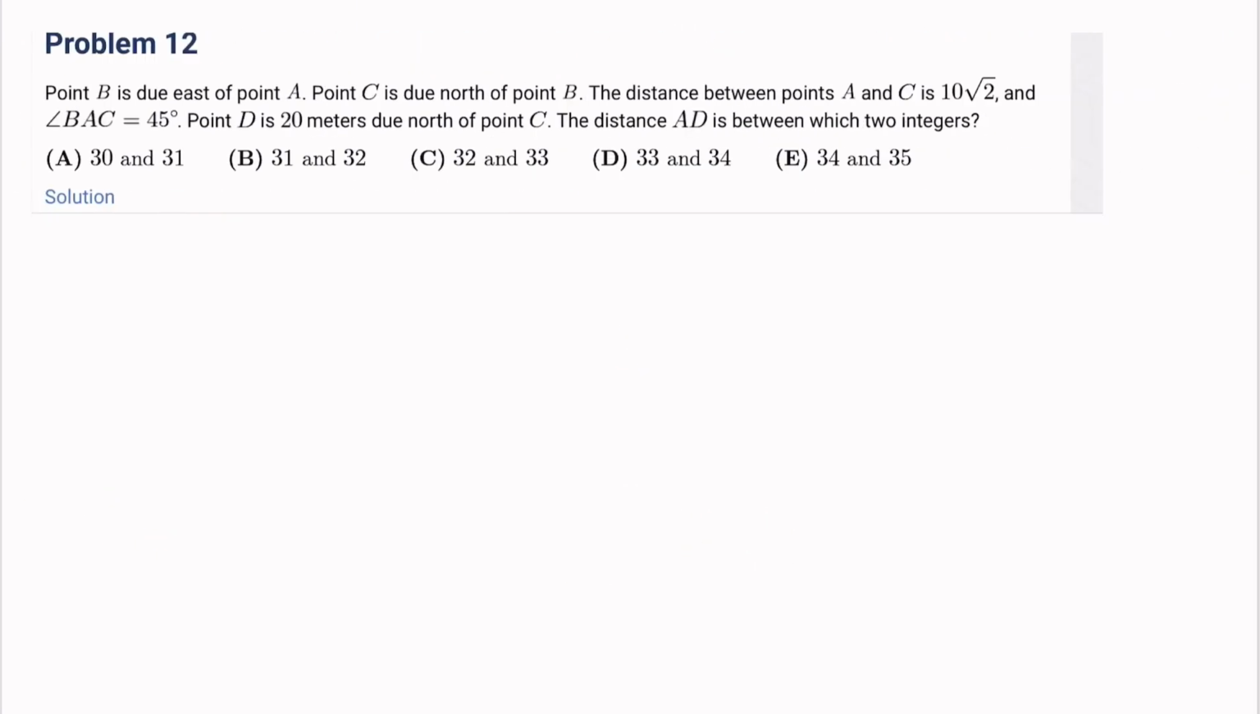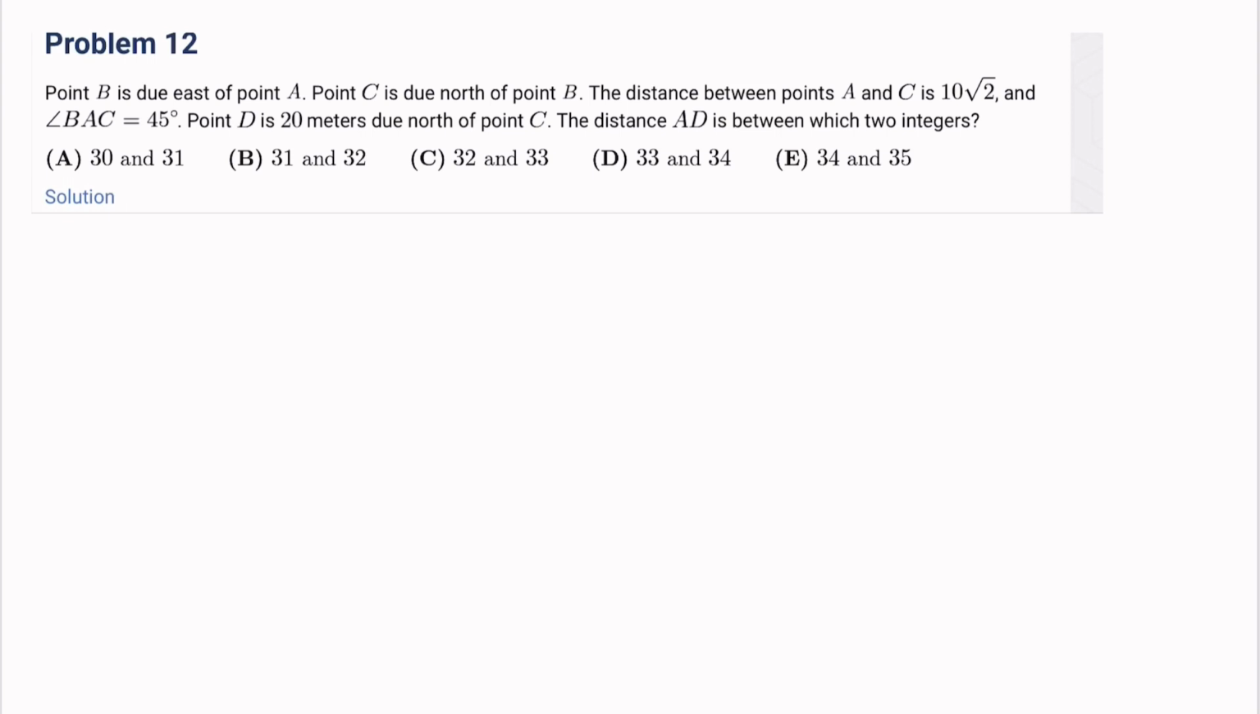And number 12. Point B is due east of point A, point C is due north of point B, and the distance between points A and C is 10 root 2, and angle BAC equals 45 degrees. Point D is 20 meters due north of point C. The distance AD is between which 2 integers?